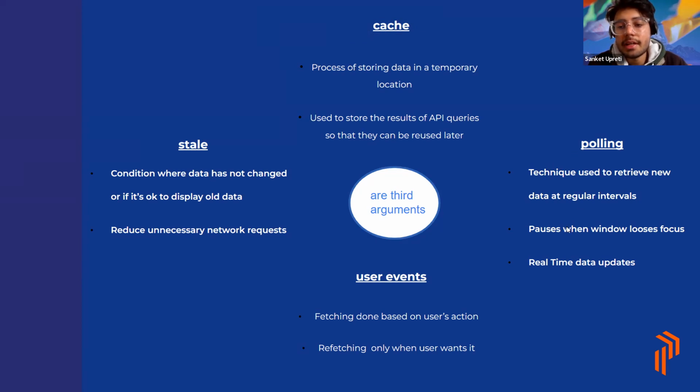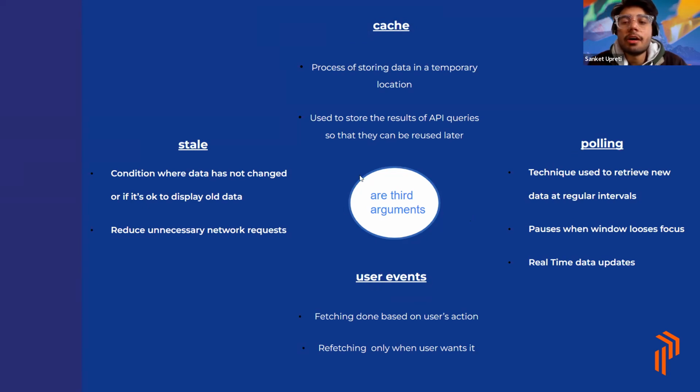We can set it as well from the third argument. It pauses when the window loses focus. So if the user switches to a different window, it does not actually retrieve the data again and again. And it is a real-time update, so it needs to happen again and again. And then also, in the third argument, we can pass user events.